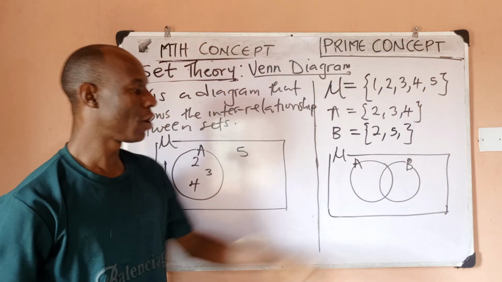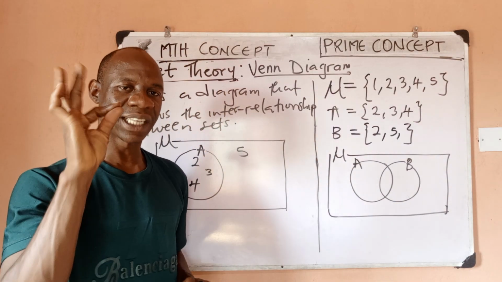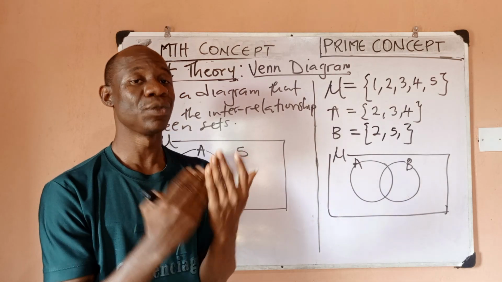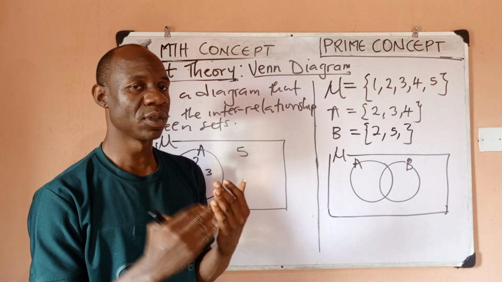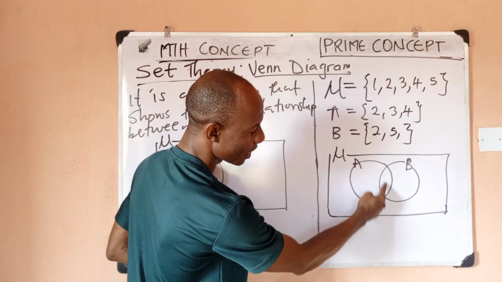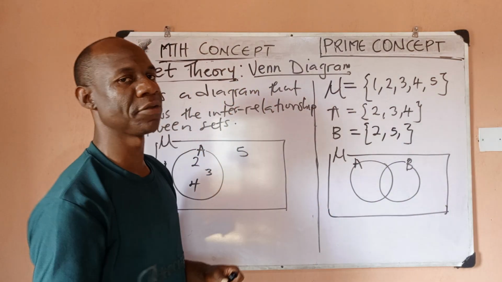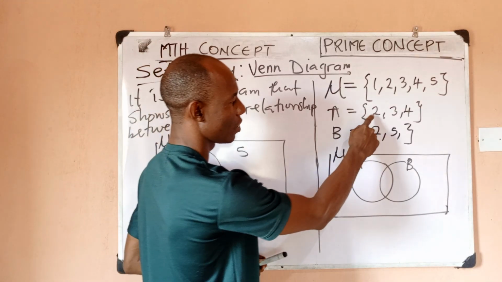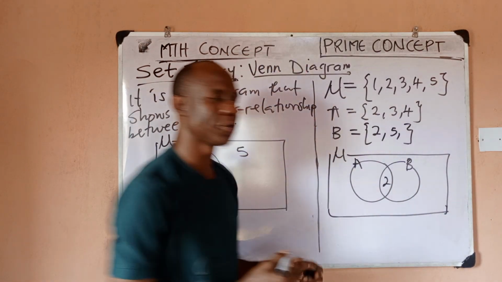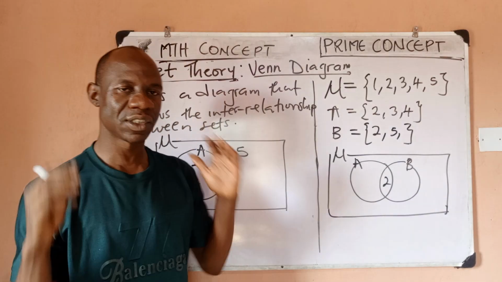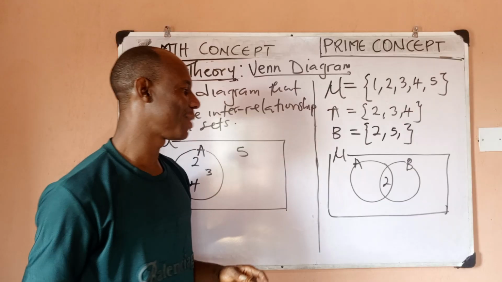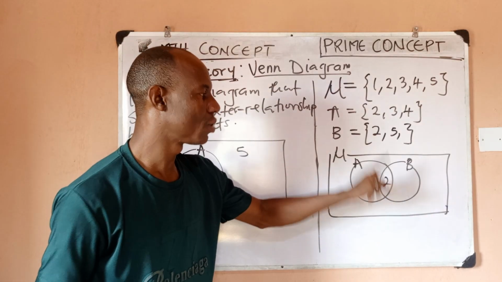Now before you fill up these circles, it is best for you to start filling up from their interrelationship, what they have in common. You start there. So their overlap. This overlap represents what they have in common. So what do they have in common? They have the element 2 in common. So I'll put 2 here. You don't have to repeat 2. In set, repetition is not needed. Even if you repeat, we consider it to be one element. So I'll put what they have in common, which is 2.